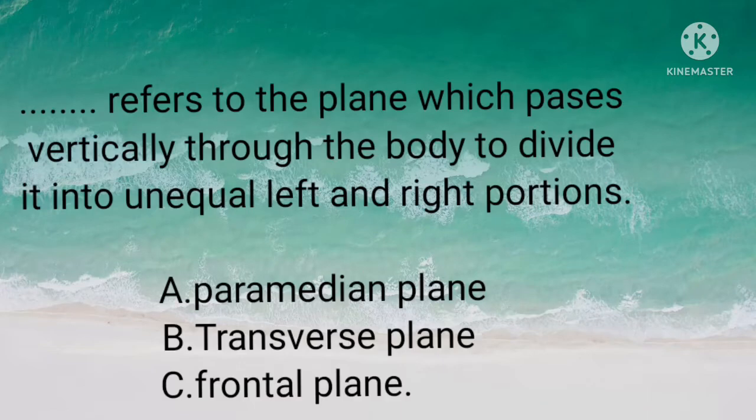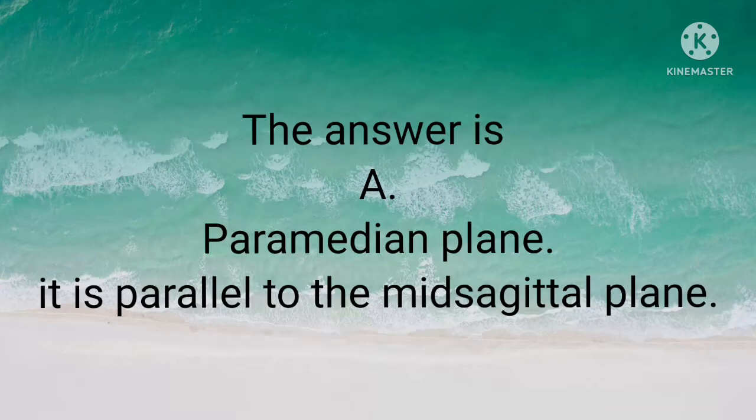Blank refers to the plane which passes vertically through the body to divide it into an unequal left and right portion. A. Paramedian plane. B. Transverse plane. C. Frontal plane. The answer is A. Paramedian plane. It is parallel to the midsagittal plane.